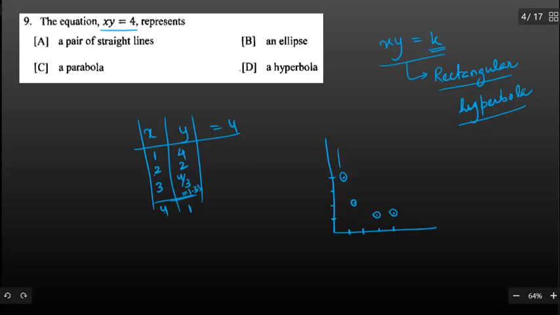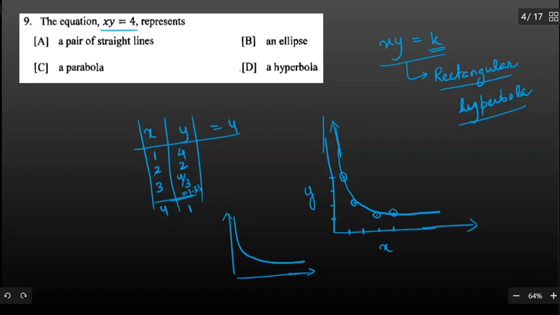So you can see how the graph is looking. It looks like this. It nowhere touches the axis, but it goes parallel to this, and similarly in this axis also it goes parallel to this. This is the y axis and this is the x axis. This is also similar to the PV curve for an ideal gas, which is a rectangular hyperbola, where P is on the y axis and V is on the x axis, or vice versa. So the correct answer is option D, a hyperbola, because the other options cannot be verified.